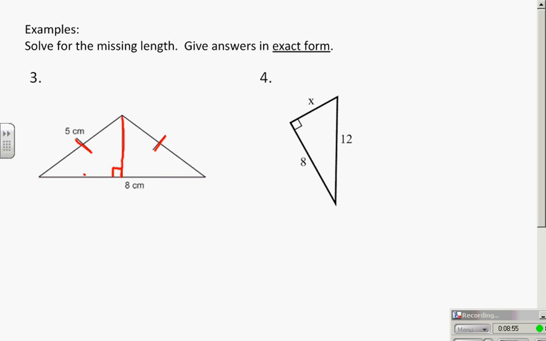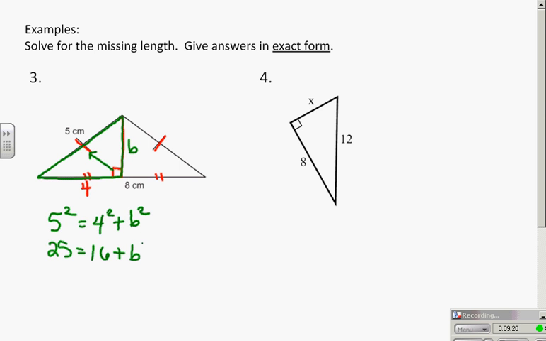So in number 3, I actually have an isosceles triangle because those are equal. And when I have that perpendicular segment, I know that that bisects this side. So I know that this side right here is 4. The triangle I'm going to be looking at is right here. And so I'm actually going to be solving for that side right there with the equation of 5 squared, that's my right angle, is equal to 4 squared plus b squared. 25 is equal to 16 plus b squared. 9 is equal to b squared, and b is 3.